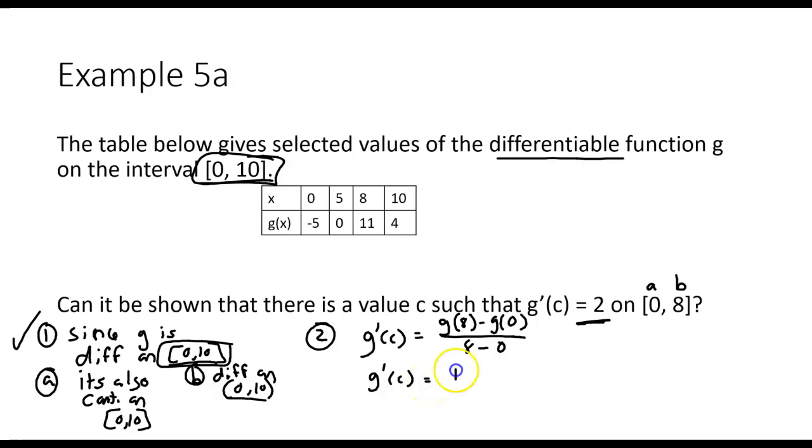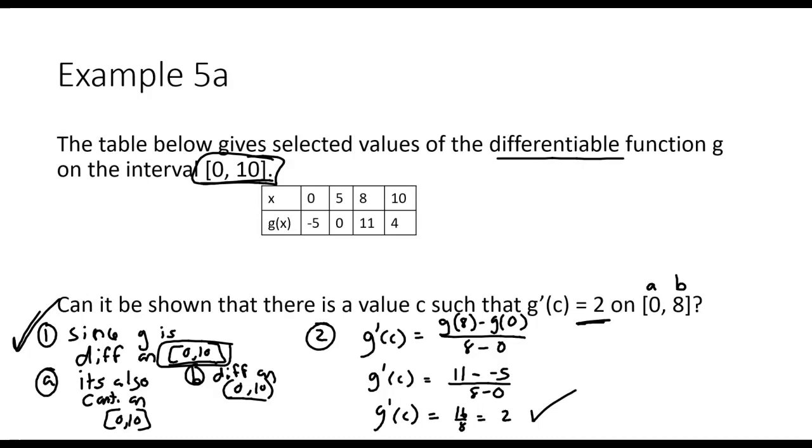Now g of 8 is 11. G of 0 is negative 5. That's going to be 16 over 8, which is 2. Done. All right, so you have two things that you need to do with these table problems, okay? First of all, you need to say, okay, well, since it's differentiable, it's continuous and differentiable on the intervals that we care about.